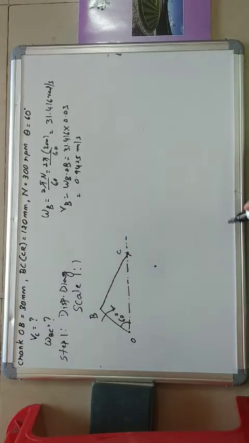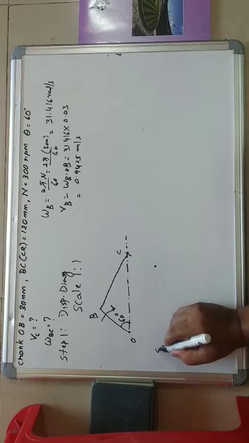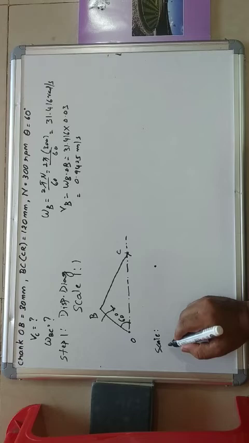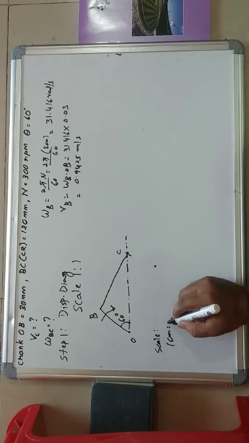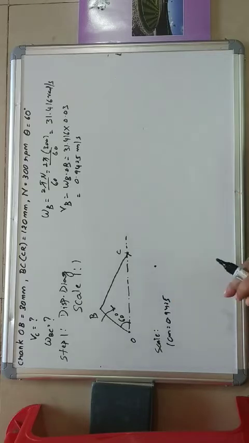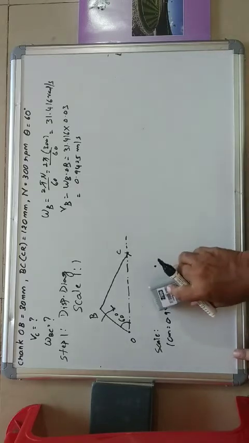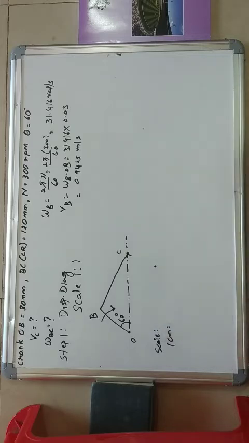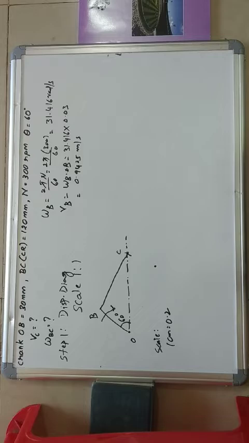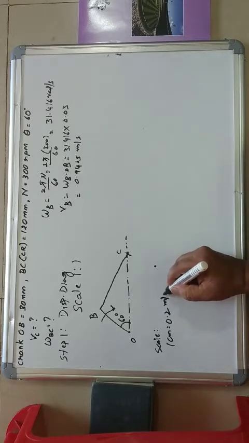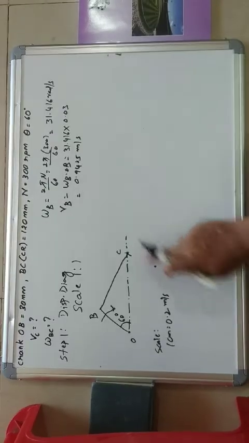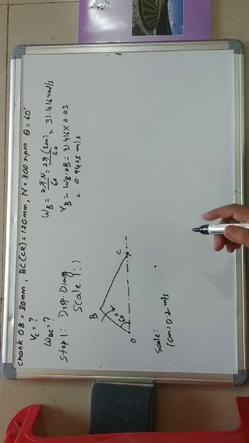Here, to draw the velocity polygon, again I need to consider a scale. Sorry, I will consider the scale as 1 centimeter is equal to 0.2 meters per second. With this scale, I am going to draw. So 0.9425 divided by 0.2. What value are you going to get?